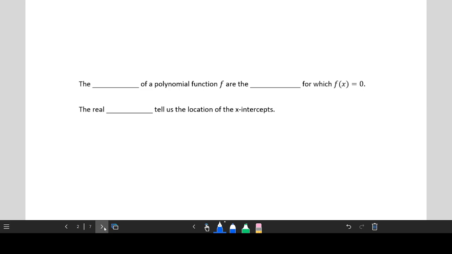So first, let's talk about what the zeros of a polynomial function are. The zeros of a polynomial function are just the x values that give a function value, or a y value, of 0. So when we talk about the zeros, those are x values. Specifically, they're x values that make the y value 0.